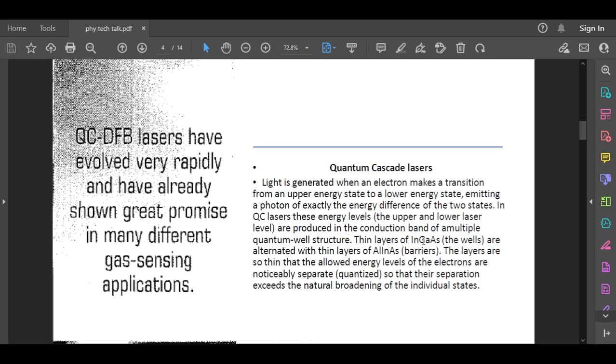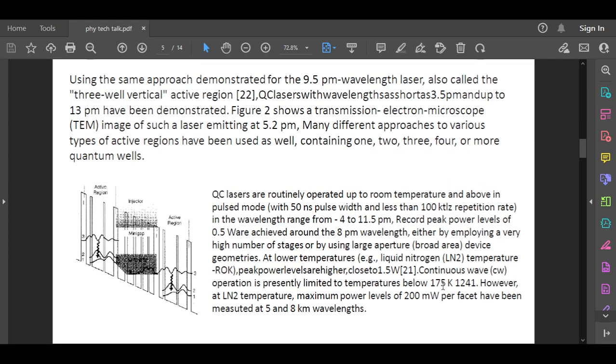These layers in the wells are alternated with thin layers of AlInAs barriers. These layers are so thin that the allowed energy levels of the electrons are noticeably separated, so that their separation exceeds the natural broadening of the individual states.